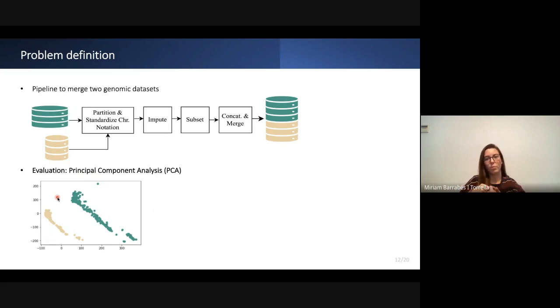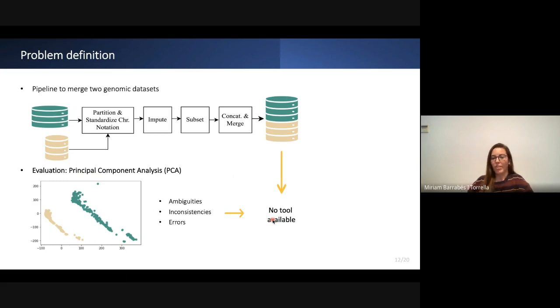And this shouldn't happen. So why does this happen? This happens because genomic datasets have ambiguities, they have inconsistencies, and they have errors. And these are due to mishaps in the lab during sequencing, or differences in the technologies used for sequencing. So we could improve this, but currently there is no tool available that allows merging genomic datasets without losing all non-matching features, and also while dealing with data quality.